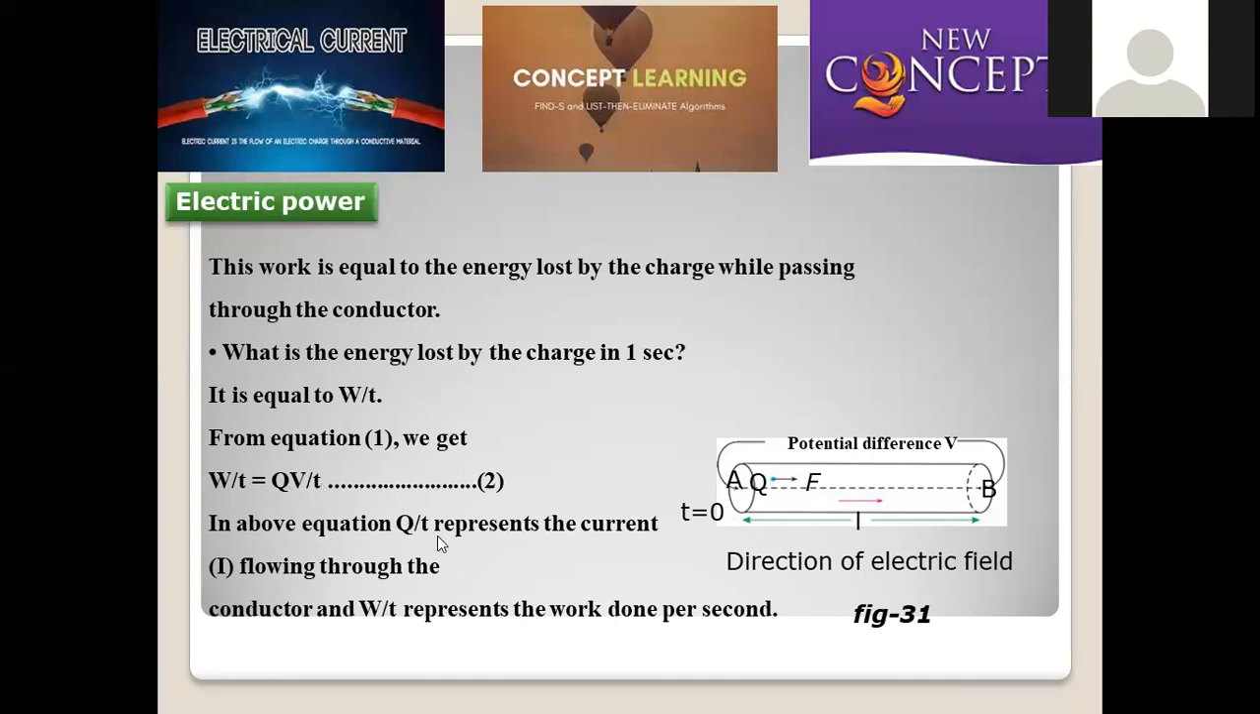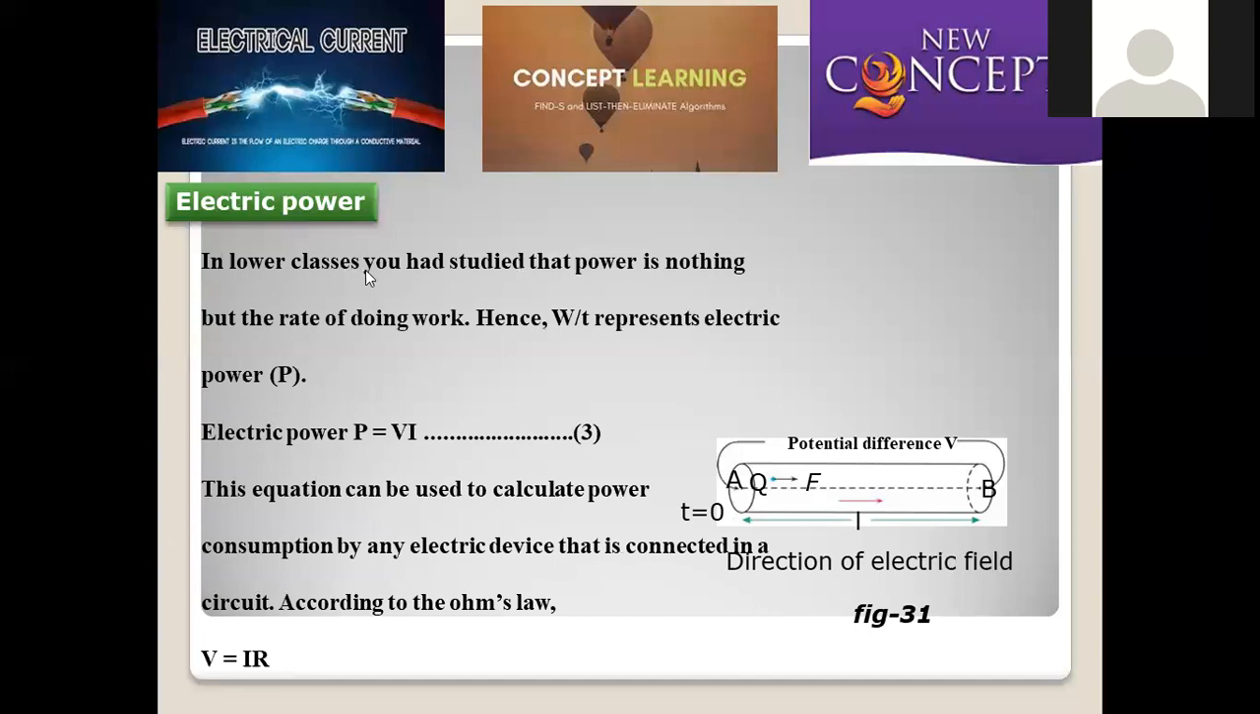In the above equation, Q by t is nothing but charge by time, which represents the current flowing through the conductor. So within this time period, this ratio denotes the current traveling in this circuit. W by t represents the work done per second. Within a second, how much work is carried out is given by W by t. And in the lower classes, you had studied that power is nothing but the rate of doing work.